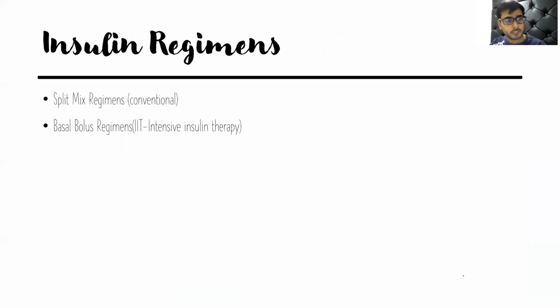Coming on to the insulin regimes, basically there are 2 regimes: the split mix regime, that is conventional, and the basal bolus regime, that is IIT, intensive insulin therapy. These are the two major regimes you need to know at this stage. The split mix regime is the conventional regime, and basal bolus is the intensive insulin therapy, and it is more physiological.